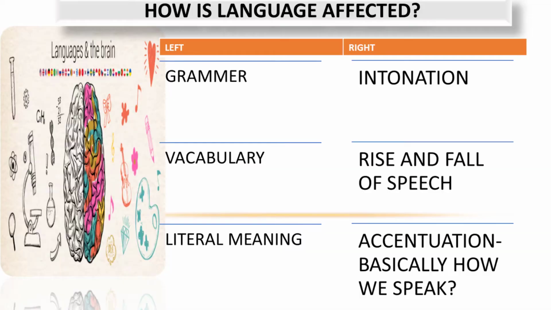And the first thing that I wanted to talk about is how language is affected. I had talked about the differences in the last video, and if you just look at language, in the left hemisphere it is generally the grammar, vocabulary, and the literal meaning that one looks at. And in the right hemisphere, it is intonation, rise and fall of speech, and accentuation, which is basically how we speak, right? So with this, you will be able to understand what you are dominant with. Are you a left kind or the right kind? Do you really look for meanings, grammar and vocabulary for it to be right? Or are you looking for that little bit of rise and fall in speech and the drama that we do while we speak, right? So this will help you understand that.